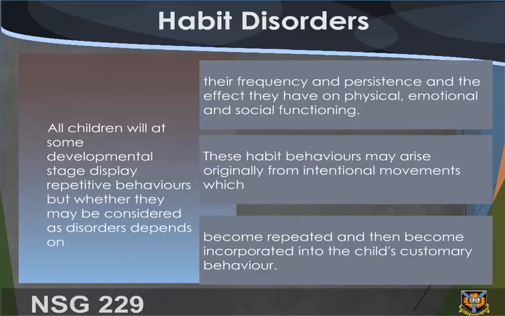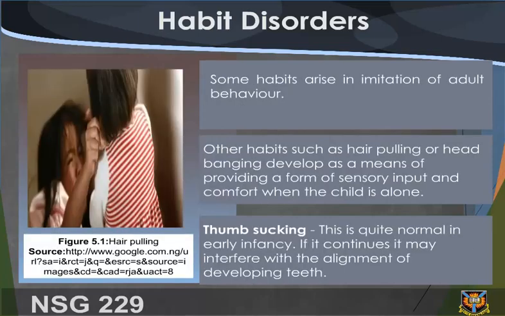These habit behaviors may arise originally from intentional movements, which become repeated and then become incorporated into the child's customary behavior. Some habits arise in imitation of adult behavior. Other habits, such as hair pulling or head banging, develop as a means of providing a form of sensory input and comfort when the child is alone.